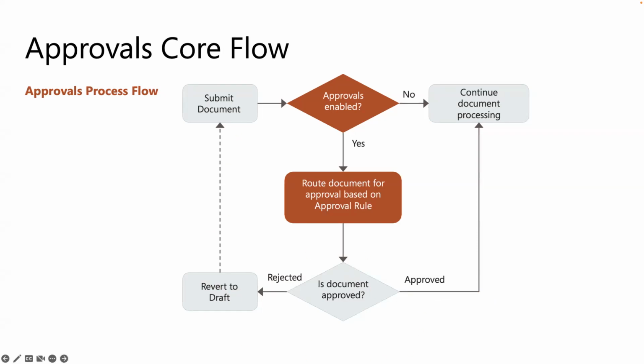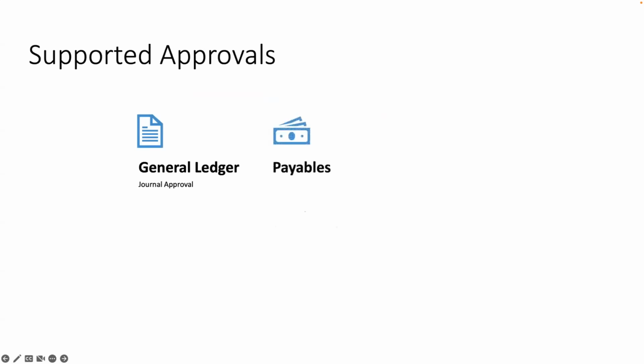Now, what I'm going to do is look at some of the supported approvals within the finance space. So you've got general ledger, you've got invoice approvals for GL, payables, you have quite a few areas where approvals are supported, which includes invoice approval. Now, in general design, let me just go back to journal approval.